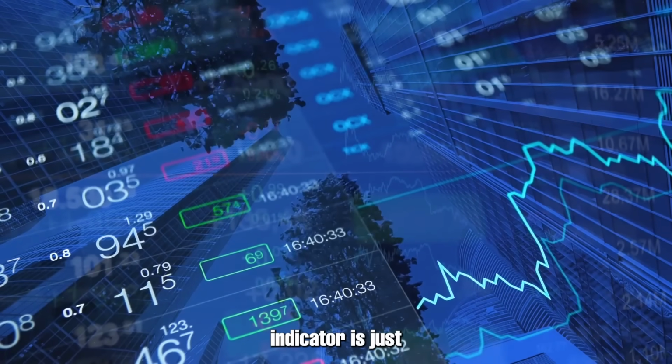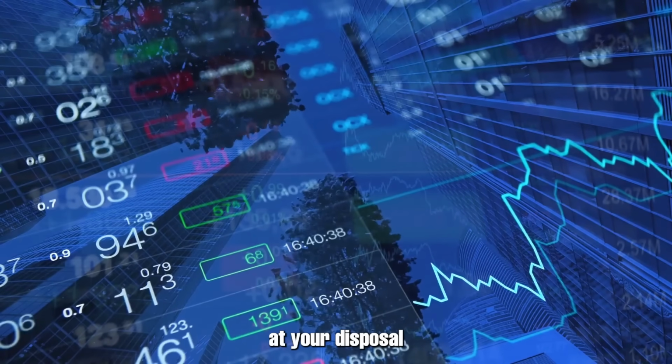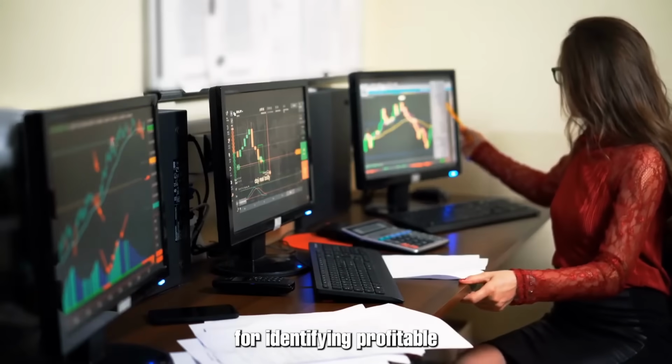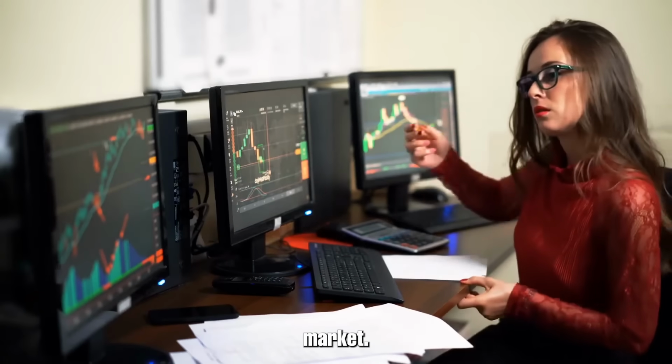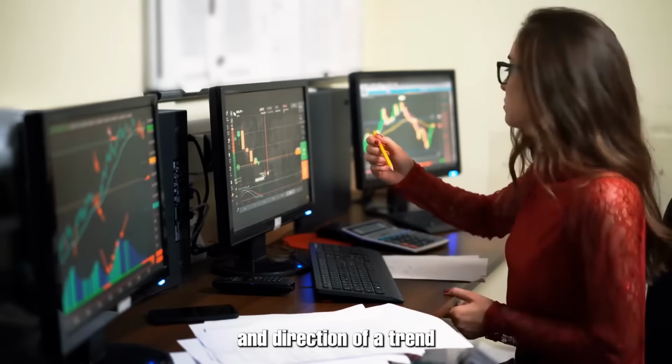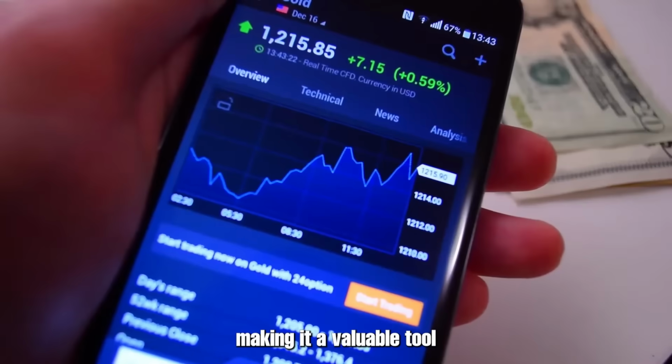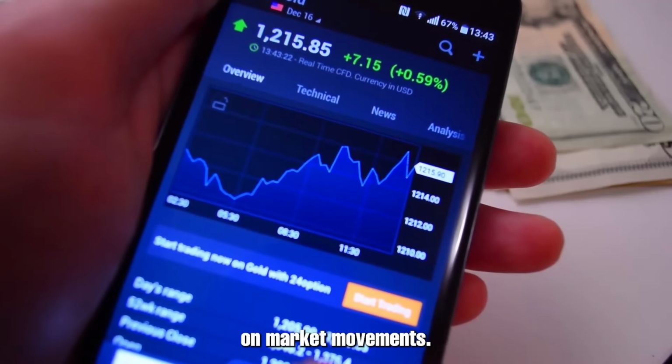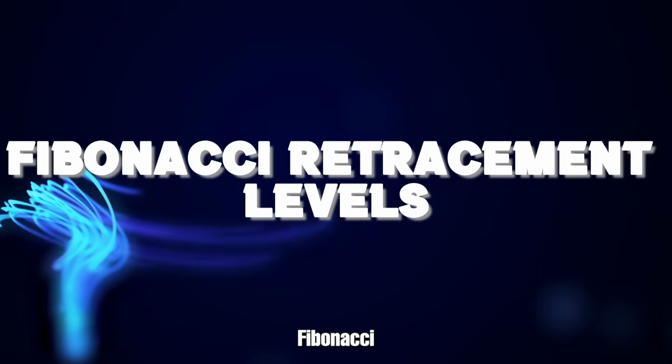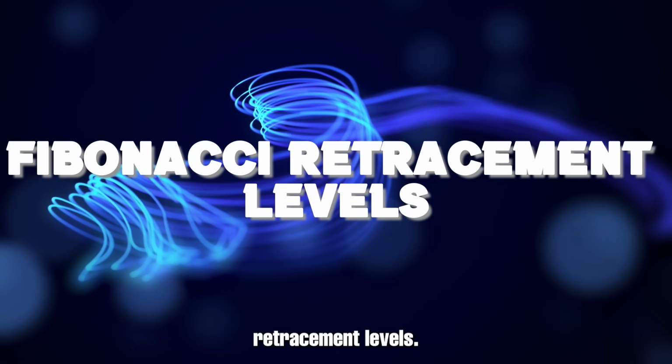The ADX indicator is just one of many tools at your disposal for identifying profitable trends in the Forex market. It measures both the strength and direction of a trend, making it a valuable tool for traders looking to capitalize on market movements.